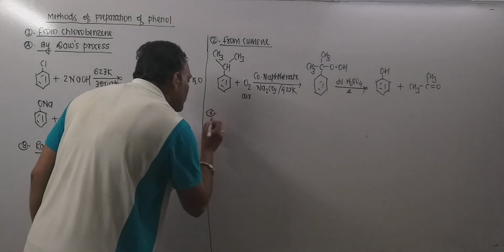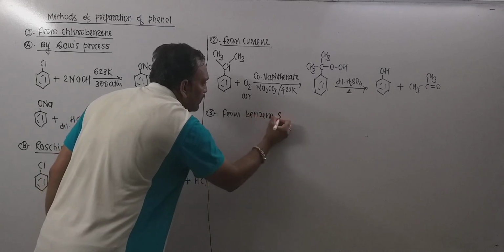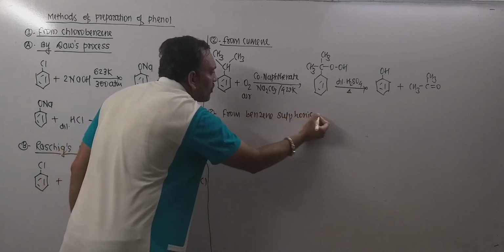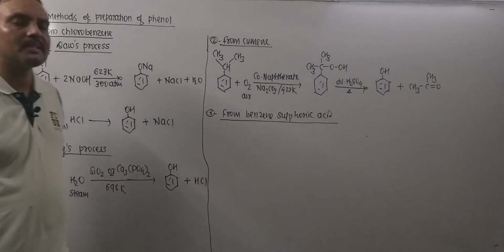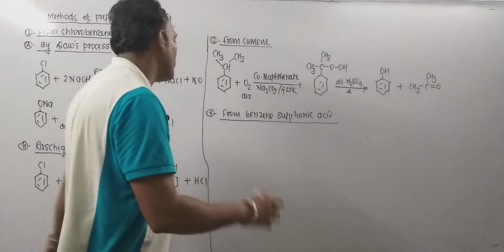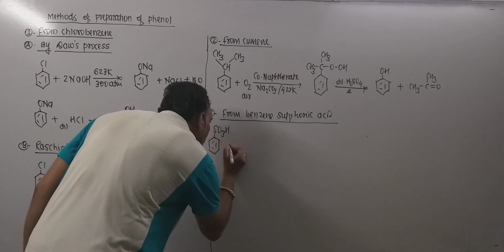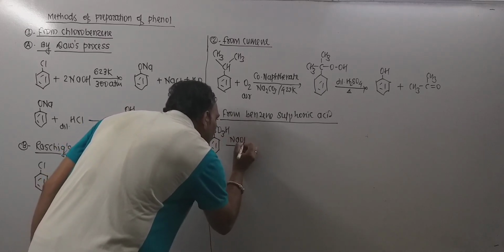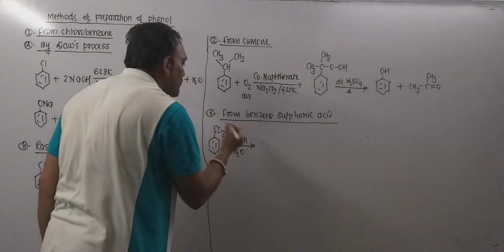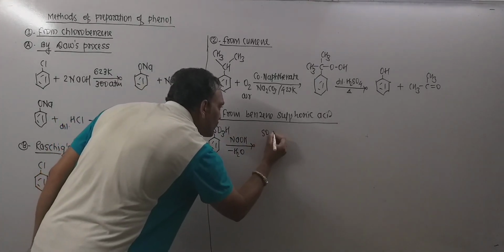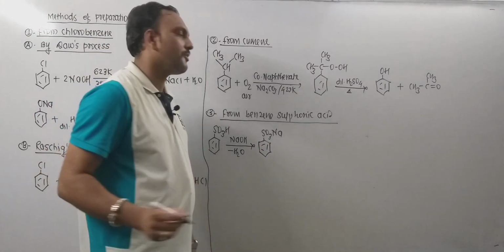The third method to prepare phenol is from benzene sulfonic acid. Benzene sulfonic acid is obtained by sulfonation of benzene itself, which is electrophilic substitution. This benzene sulfonic acid is treated with NaOH, and hence neutralization takes place, which leads to the formation of a salt and departure of water. The salt so obtained is sodium benzene sulfonate.